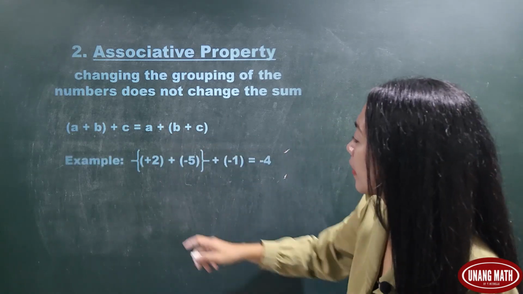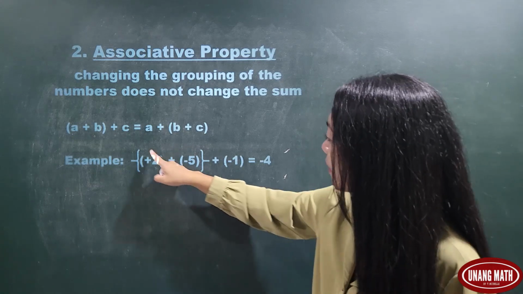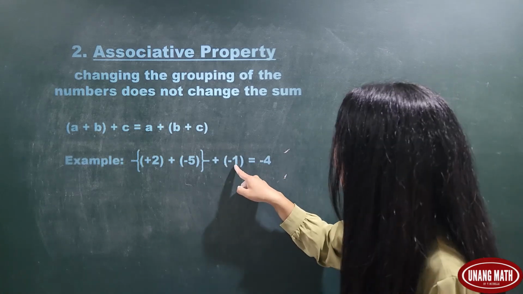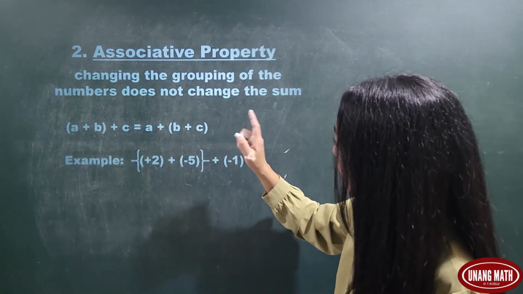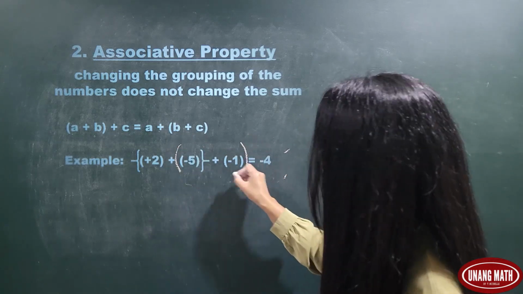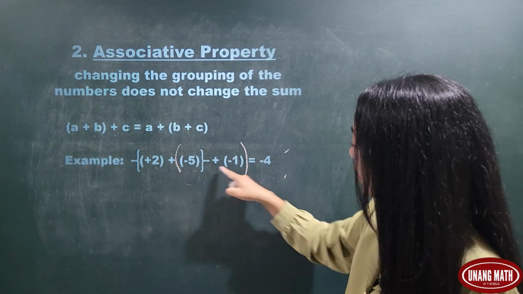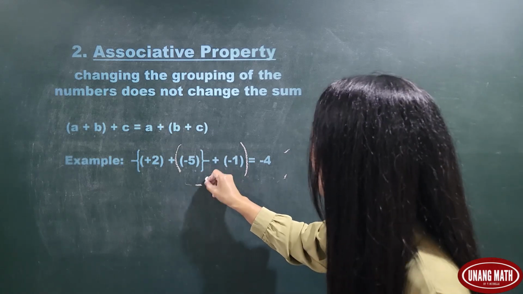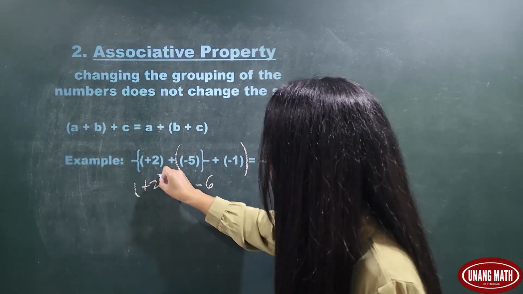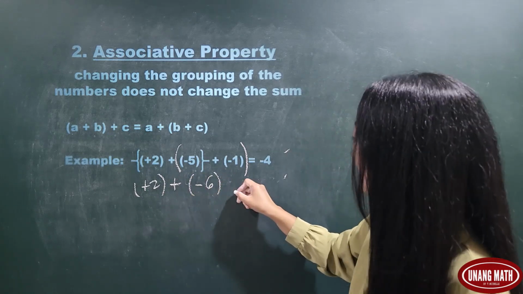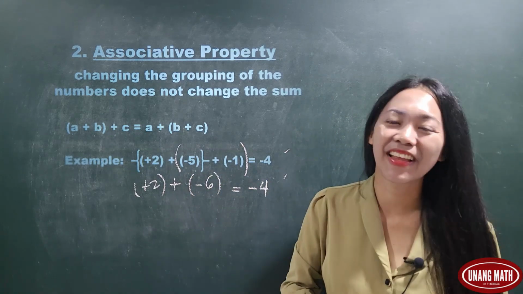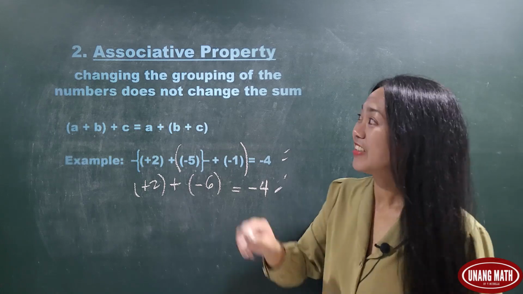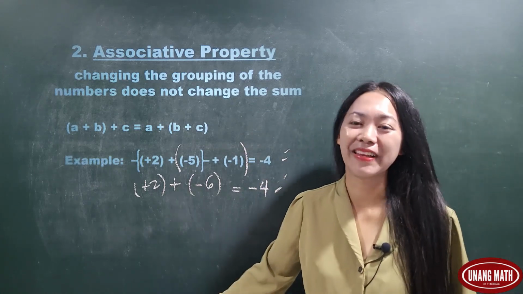Example, positive 2 plus negative 5, this is in a group, plus negative 4. This is equal to negative 1, so this is equal to negative 4. Even if we change the group, let's say for example, negative 5 plus negative 1, this is in a group. Negative 5 plus negative 1 is negative 6. So positive 2 plus negative 6, the answer is still negative 4. So we changed the group, but the answer did not change. So that is the associative property.